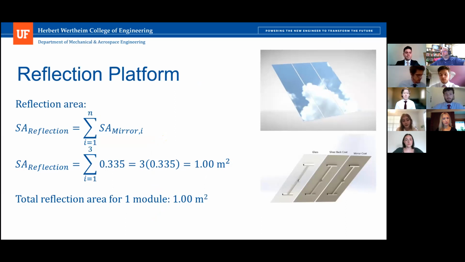The total reflection area was calculated by summing the area of each of the 3 individual reflective surfaces, and that resulted in a total reflection area of 1 meter squared for each module.